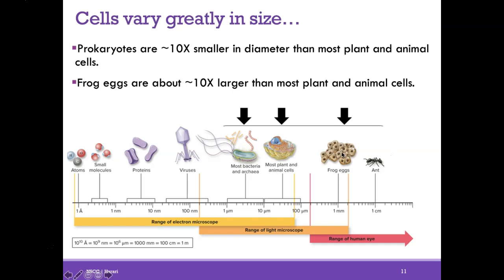Actually not the largest, because an ostrich egg, for example, is technically a single cell that we can see with our own eyes. But frog eggs are very large cells that are about 10 times larger than most plant and animal cells. Most plant and animal cells are about 10 to 15 micrometers in diameter.